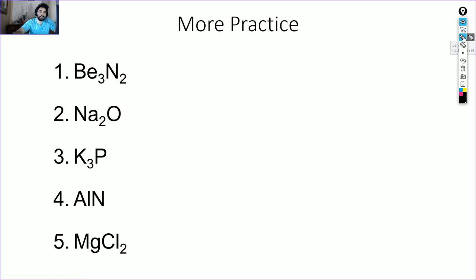Let's get a little bit more practice. But now instead of giving you the actual names of the metals or the elements, I'm giving you the symbols. So Be, I'll do the first one with you guys. Be is beryllium. N is nitrogen. Beryllium is the metal, nitrogen is the non-metal. So this is going to be called beryllium nitride.